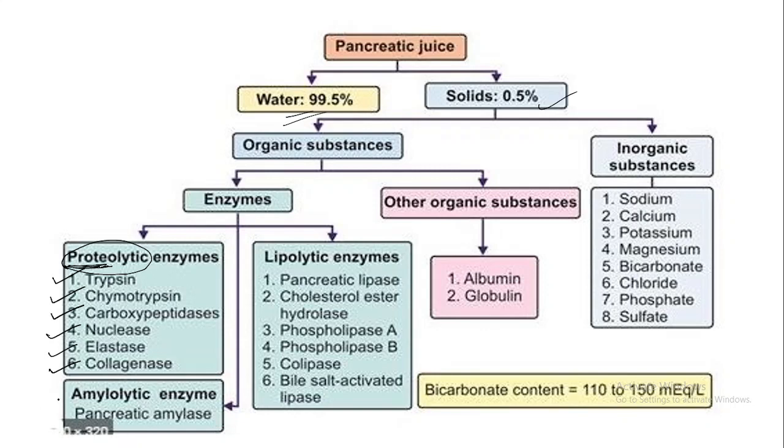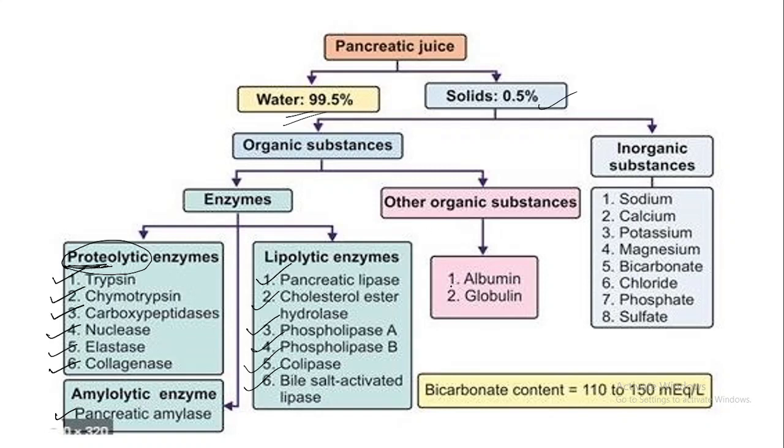Next one is the amylolytic enzyme, pancreatic amylase. Again, everywhere it's only the amylase that digests the carbohydrates. Because it is produced by the pancreas, it is pancreatic amylase. Coming to lipid digestion, what all they produce? Pancreatic lipase, cholesterol ester hydrolase, phospholipase A, phospholipase B, colipase, bile salt activated lipase. These are the enzymes produced by the pancreatic juice. Just see the small gland, so much it works, right?